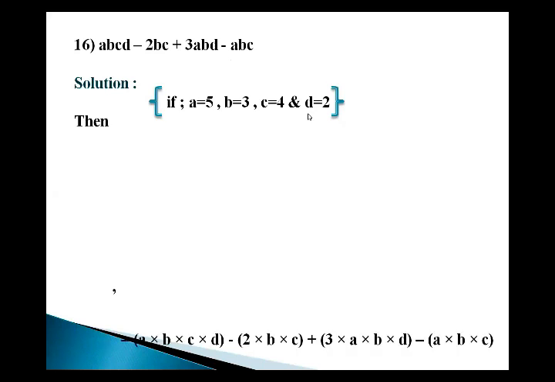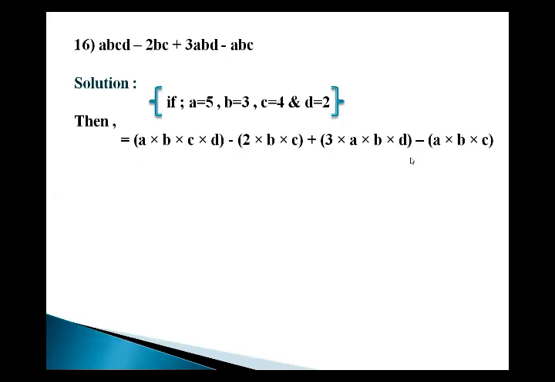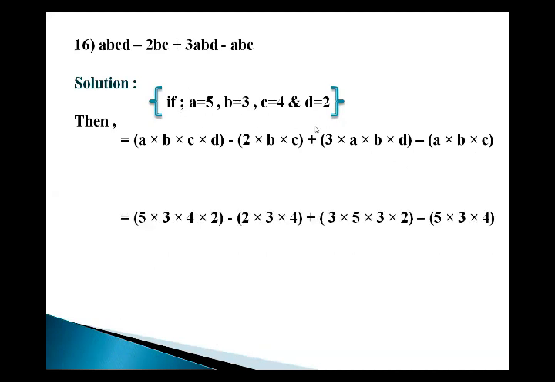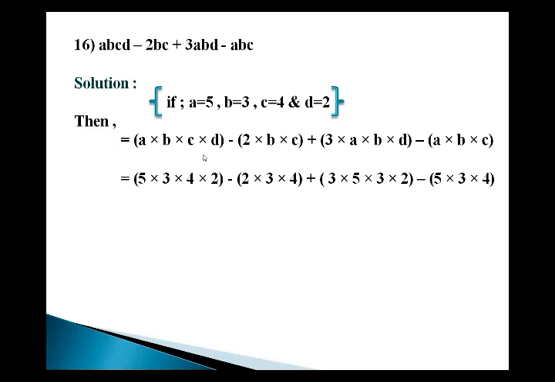Then you just write firstly in that form: a multiplied by b multiplied by c multiplied by d minus 2 multiplied by b multiplied by c plus 3a into b into d minus a into b into c. Then you have to put the values of a, b, c and d over here. Here you see, and firstly you just multiply.